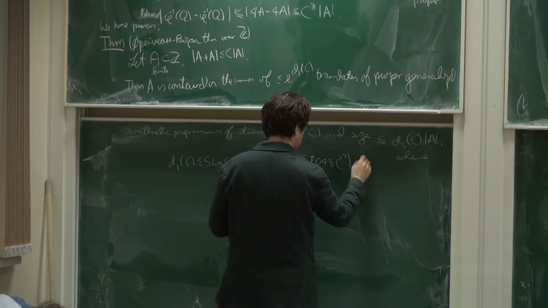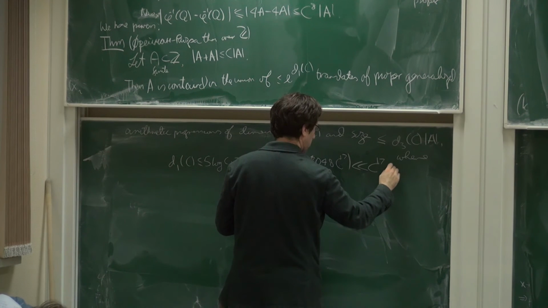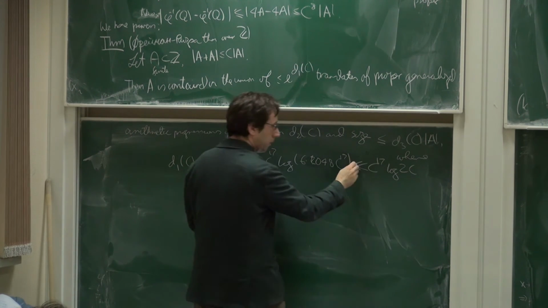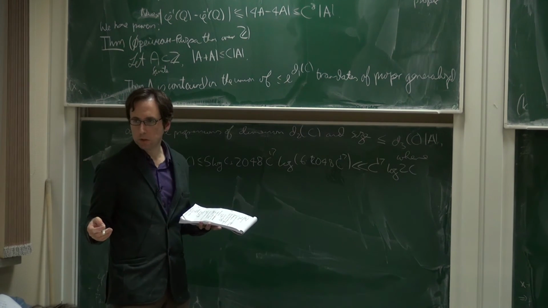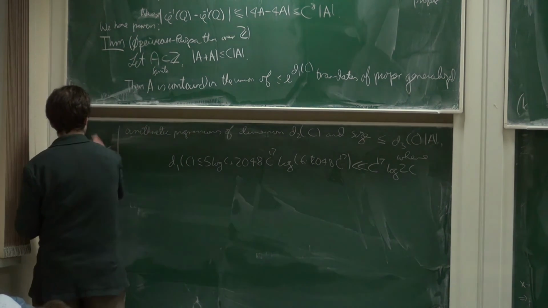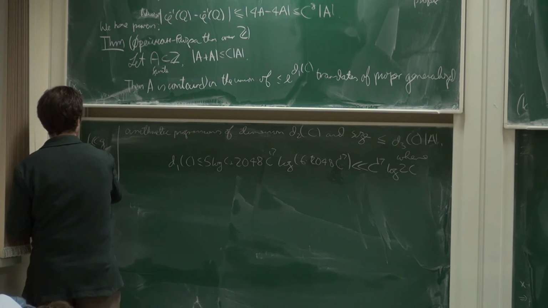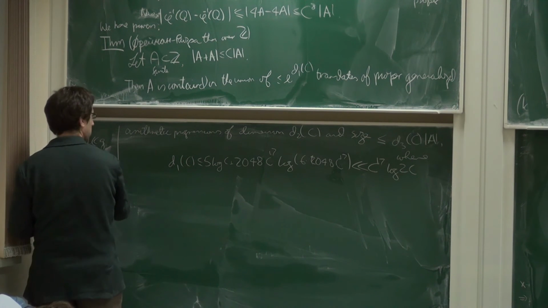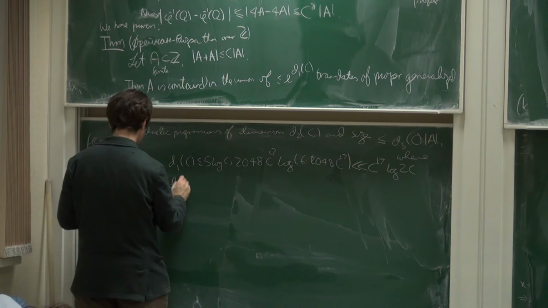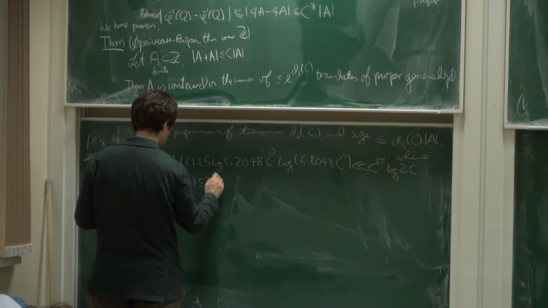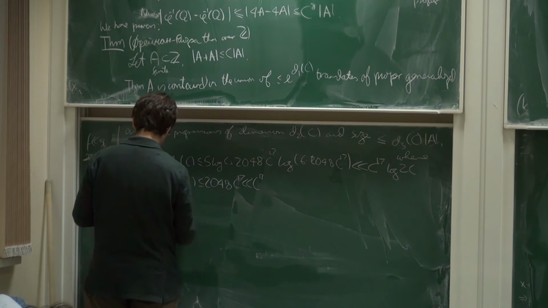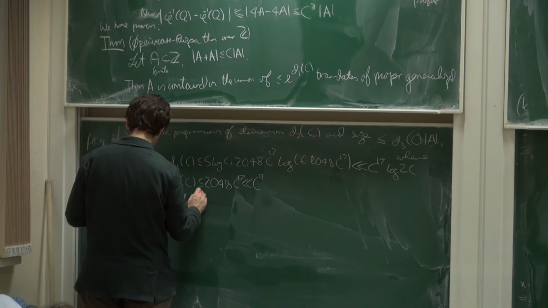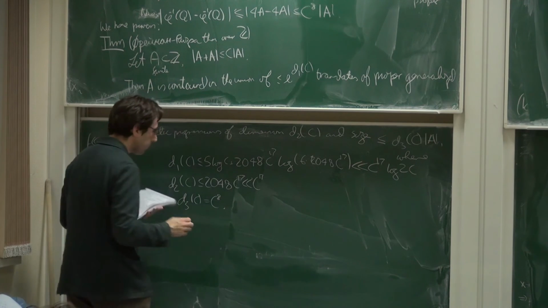It's at most a constant times C to the 17 log 2C, say. This notation is clear, right? When I write f less than or equal to g, it's the same as f is O of g. And d3 of C is C to the 8.